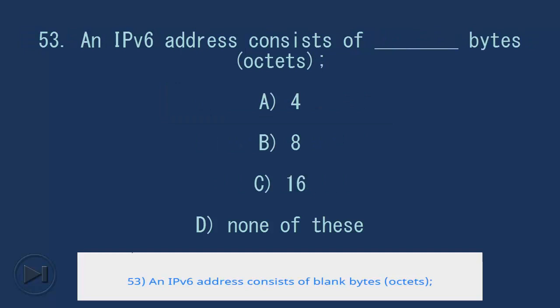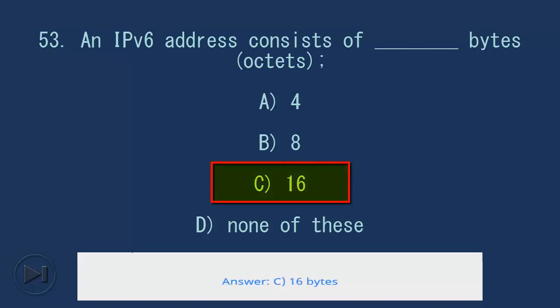53. An IPv6 address consists of blank bytes, octets. A, 4. B, 8. C, 16. D, none of these. Answer, C, 16 bytes.